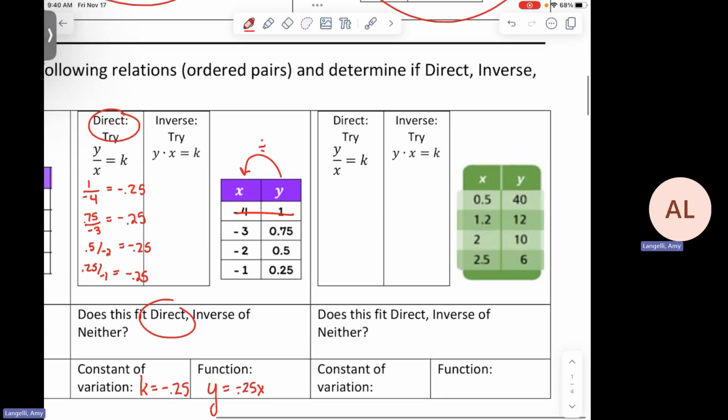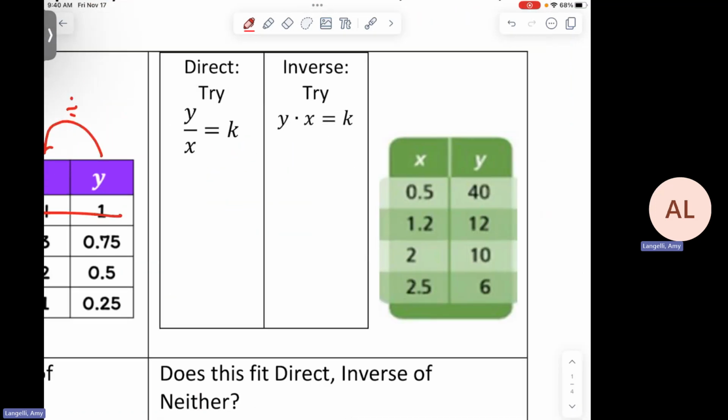And then this last one, I told you I did one of each. This one must be a neither. Because if you do, let's try direct. If you do 40 divided by 0.5, you get 80 on your calculator. But if you do 12 divided by 1.2, not 80, I can tell you that.